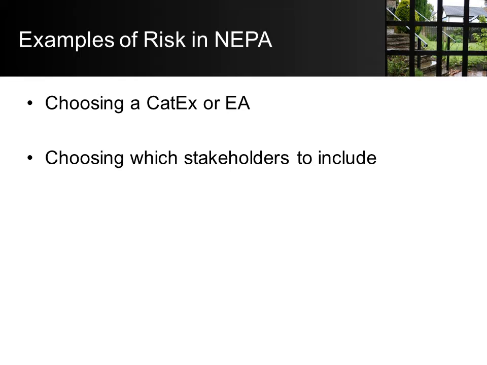Agency personnel choose to use either a categorical exclusion analysis or an environmental assessment to satisfy NEPA requirements. Either choice introduces the risk that internal or external critics can challenge the chosen level of NEPA analysis as inadequate. External critics might even choose to appeal or litigate the agency's chosen NEPA process.